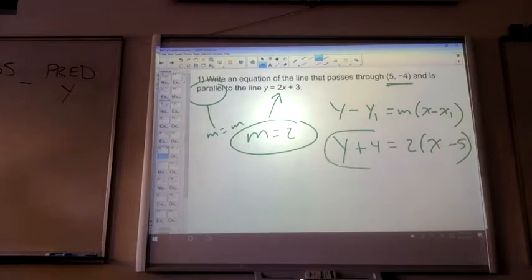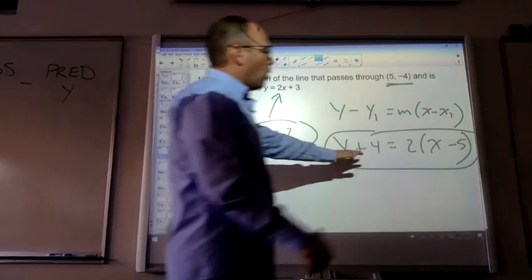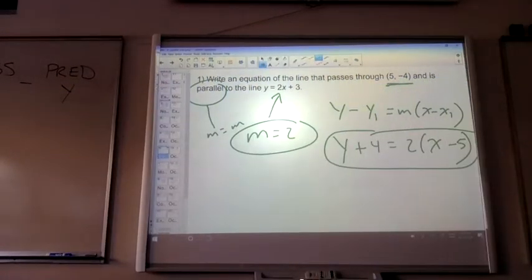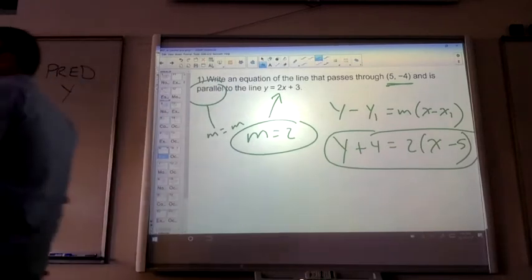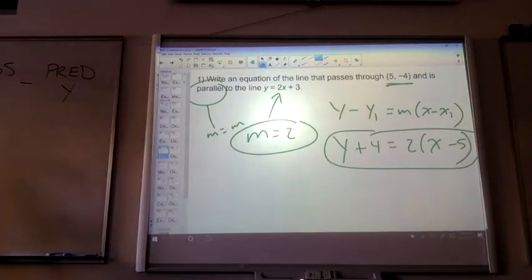Did it say anything about what type of equation to write this as? No, I would leave it in point slope form. The reason I would leave it in point slope form is you don't want to make a mathematical error by distributing the 2 and then subtracting the 4. If it just says, hey, I want the equation, leave it in point slope form. Don't chance making an error. Is that okay? Can I move on? Yep.